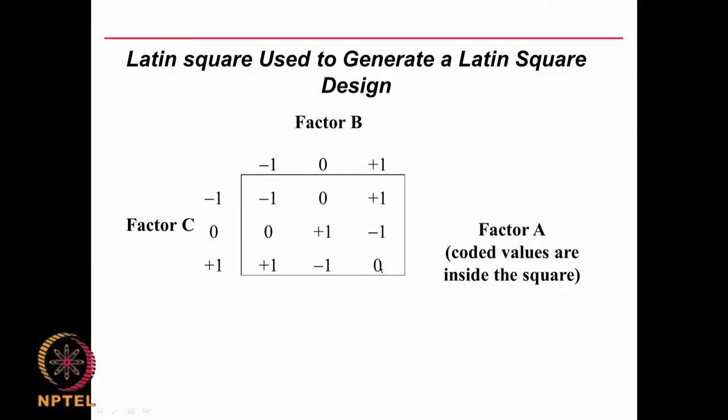If it is a 2 variable problem, we can have a 2 by 2 Latin square. With 2 levels and 2 variables, we can have 2 by 2 Latin squares and so on.